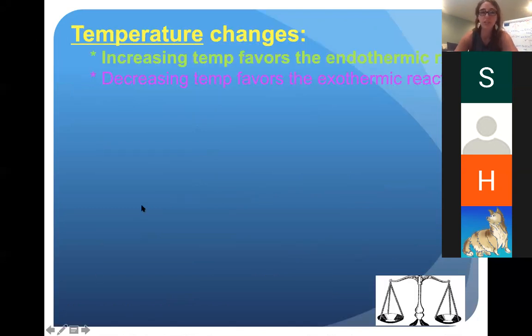All right, temperature changes. You guys are going to watch a video tomorrow of myself in my kitchen doing a demo with temperature changes. So you'll see another real life example of this with chemicals tomorrow. Increasing temperature will favor the endothermic reaction. Decreasing temperature favors the exothermic reaction.